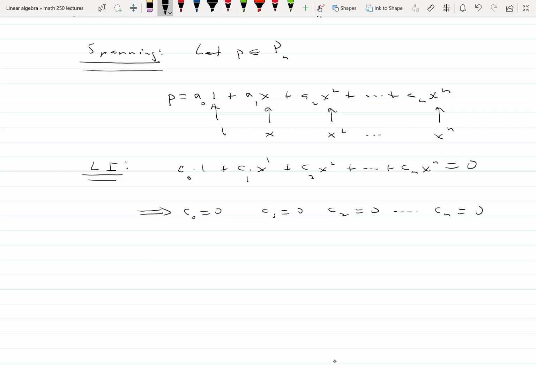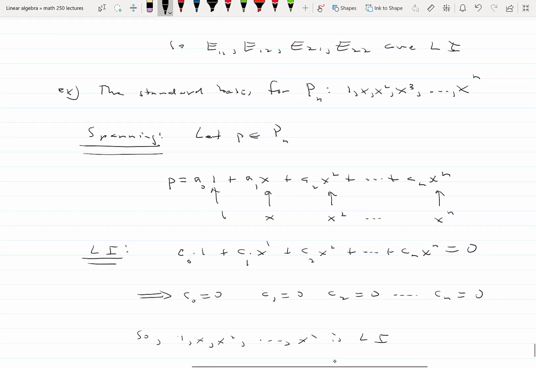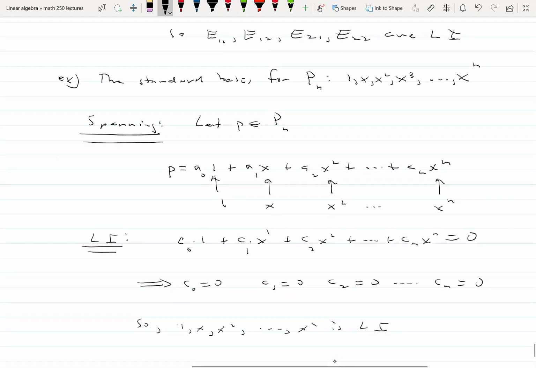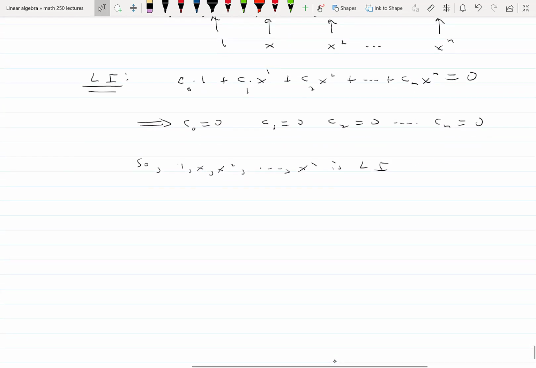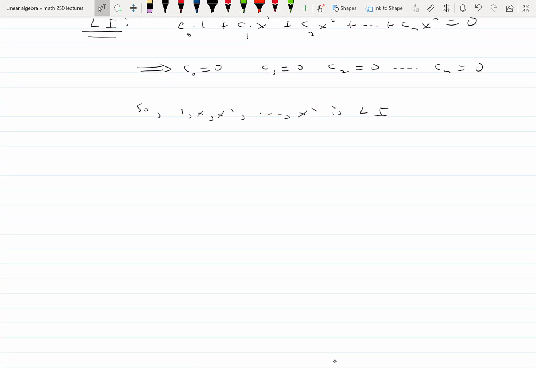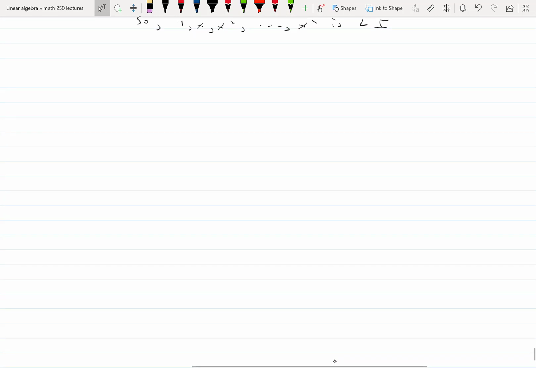Okay, so done. The set 1, x, x squared, ..., x to the n is linearly independent. I have two things happening. I have that fundamental set, that standard basis, spanning Pn. Everything in Pn is a linear combination of those, and they are linearly independent. So they are a basis. In fact, they're called the standard basis. Okay, more examples.